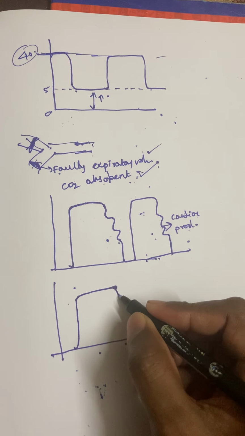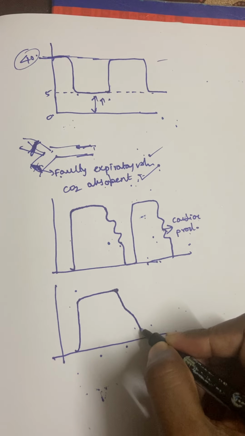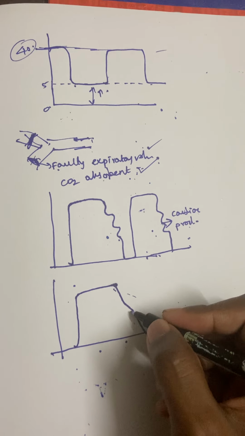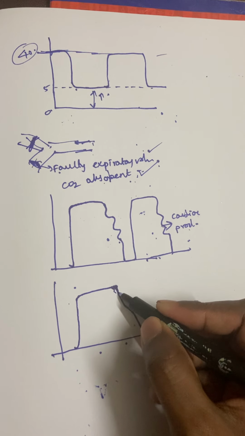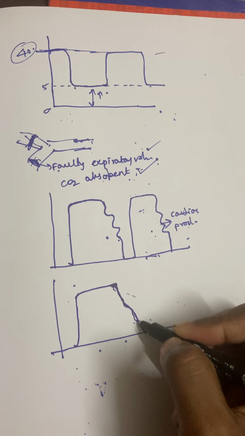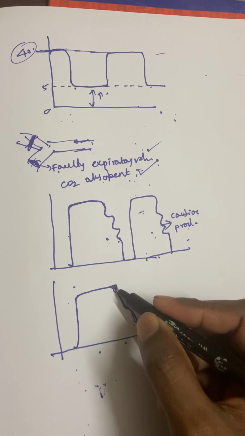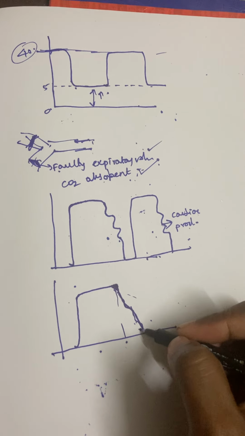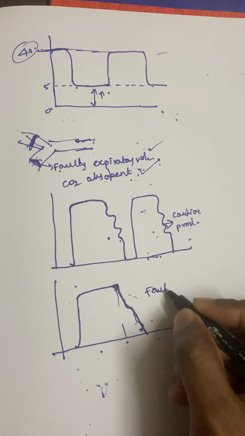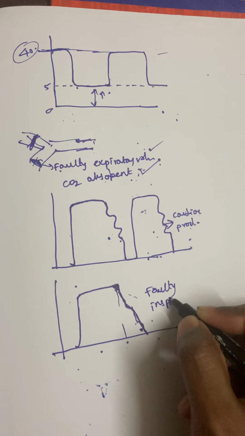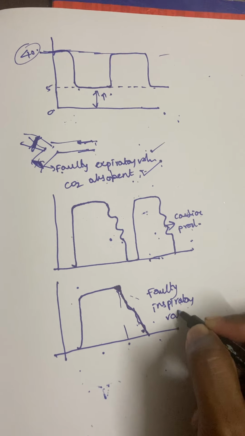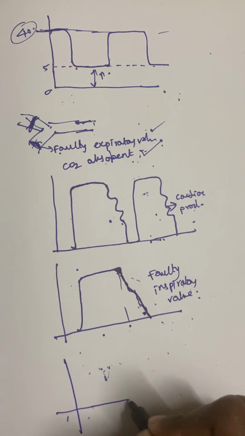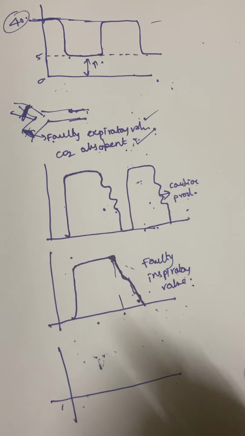It will be a little slopey because of the faulty inspiratory valve; the carbon dioxide concentration will be retained in the inspiratory limb, so the time required to come to baseline will be increased and it will not come rapidly to the baseline. This increase in time for the EtCO2 concentration is seen with a faulty inspiratory valve.